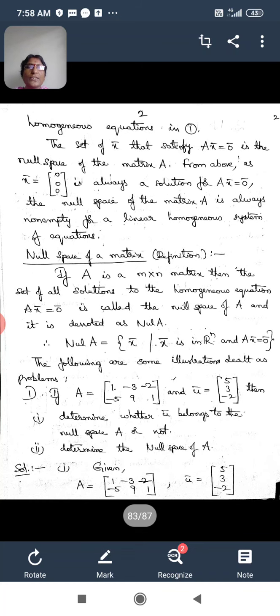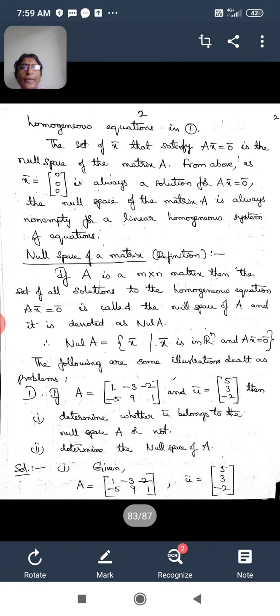So let us go through the first problem. If A is equal to 1, minus 3, minus 2 as the first row, minus 5, 9, 1 as the second row, and u bar is equal to 5, 3, minus 2, a 3 by 1 column vector, then we are asked to find two things. The first one says to determine whether the column vector u bar belongs to the null space of A or not. And in the second part, it is asked to determine the null space of A. The set itself is asked to be found.